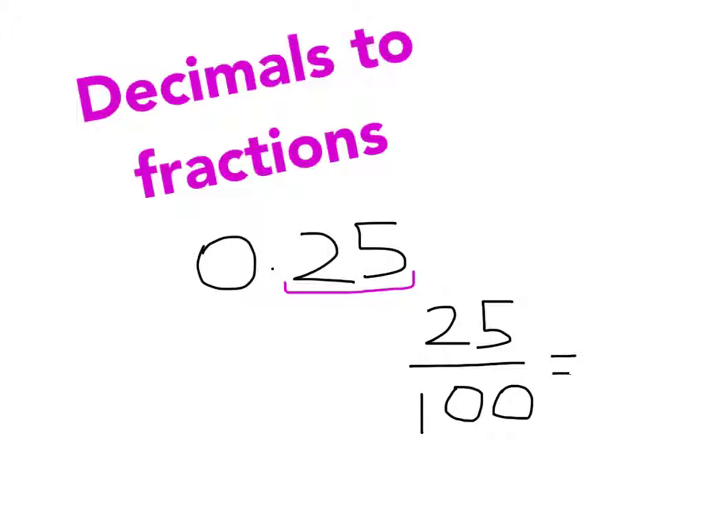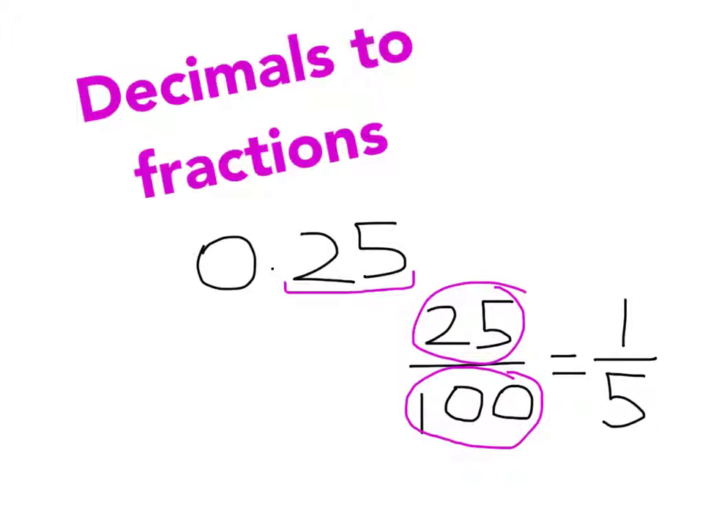Then, what's the last thing I need to do? Always simplify by finding the highest common factor. What is the highest common factor or highest common whole number that goes into both of these? 25. Oh, you're so right. 25 goes into 25 once and into 100 5 times. So my answer becomes 1/5.